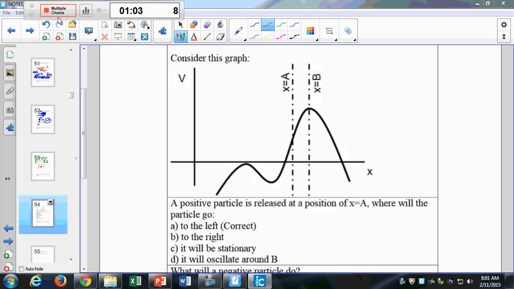So a positive particle is released at a position of x equals a. Where will the particle go? Well, positive particles move, remember, from high to low potential. So what I've done here is I've graphed v versus x. Right here, it has a certain potential. It wants to move from high to low potential, so it's not going to move in this direction because the potential will be increasing. It's going to move in this direction where it will decrease. So it will move to the left. So to the left is the right answer, A.